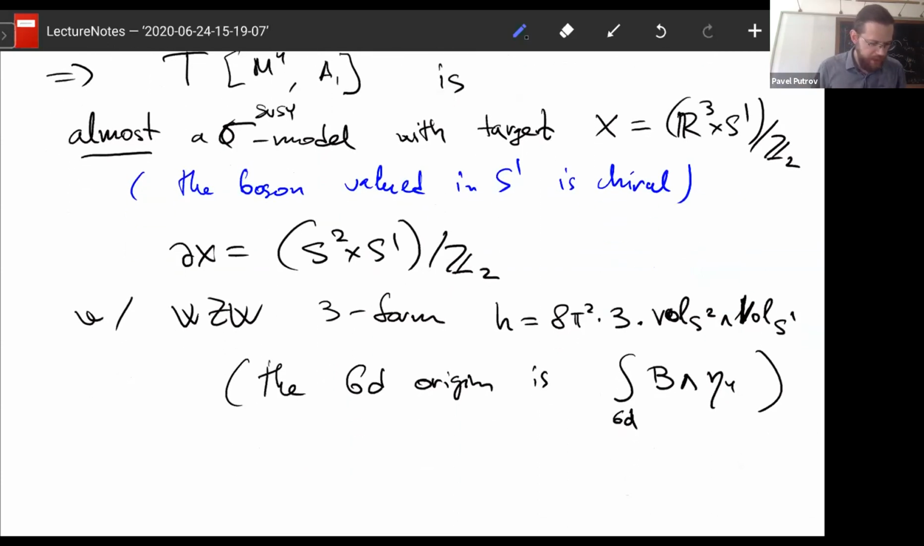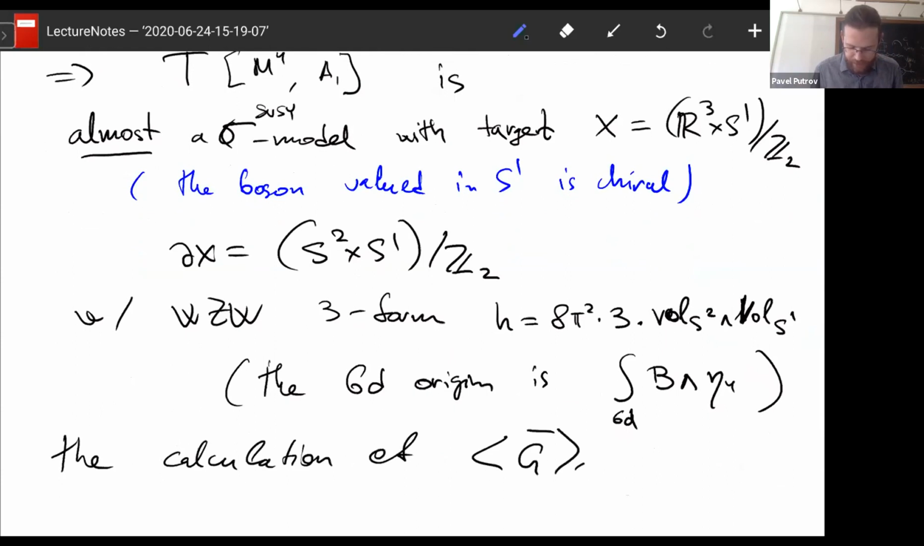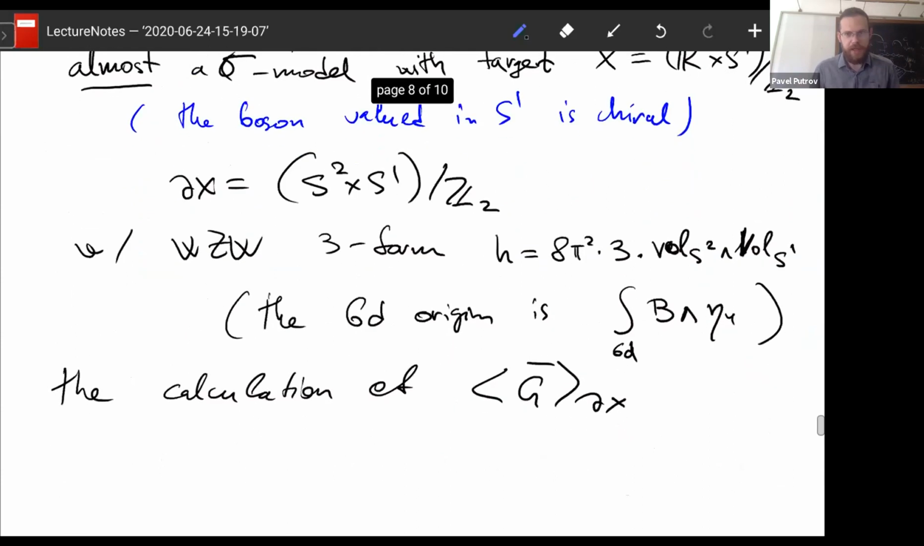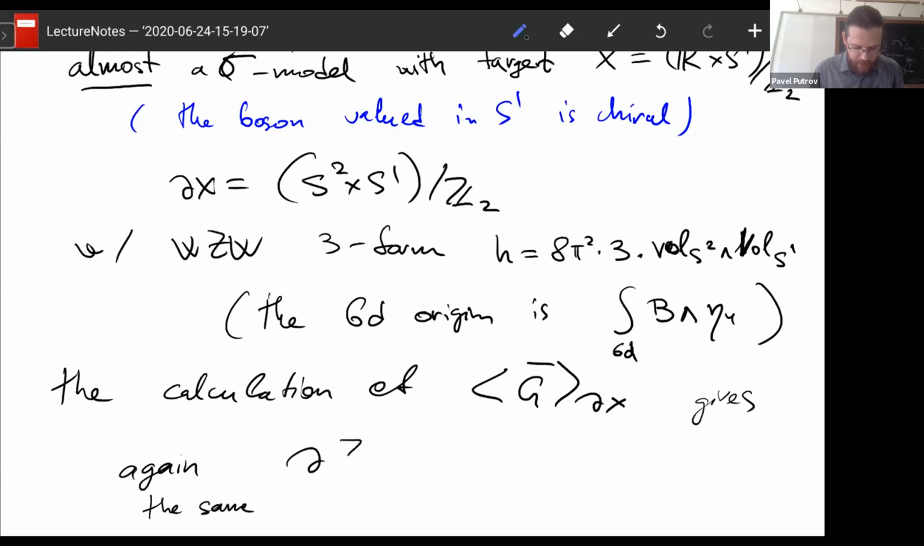And using the formula above, the calculation of this 1-point supercurrent in this theory with the target X gives again the same expression for the holomorphic anomaly as before.